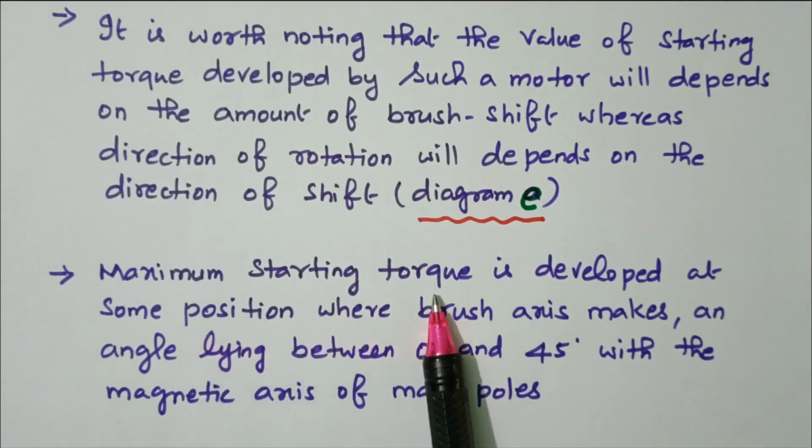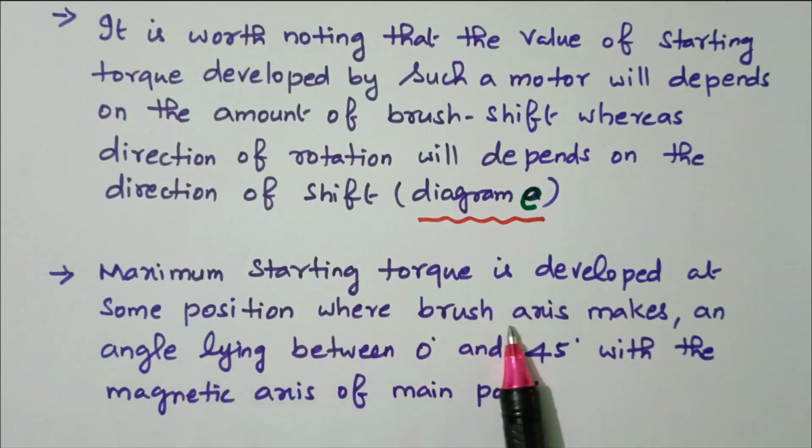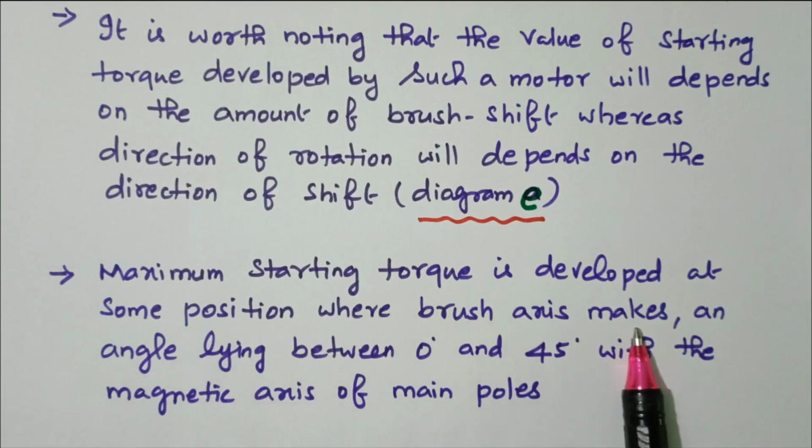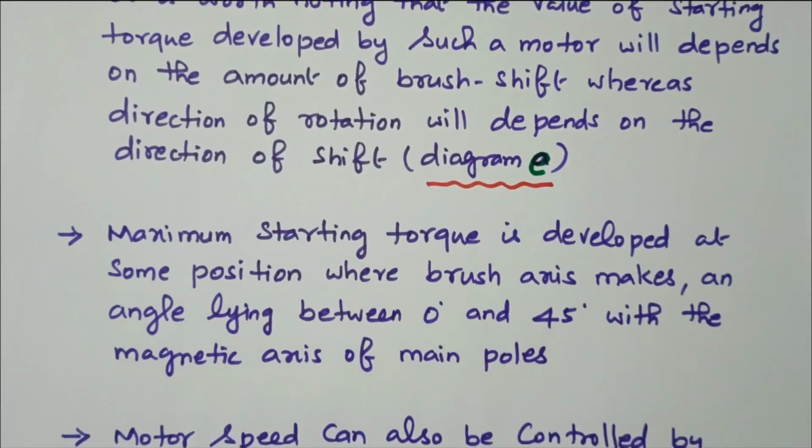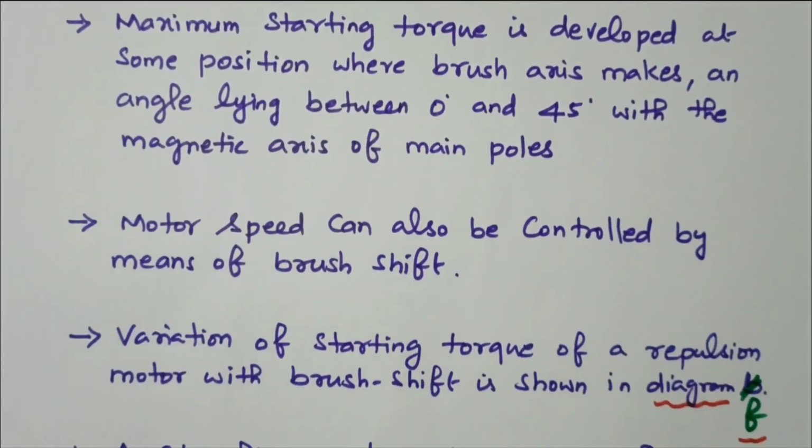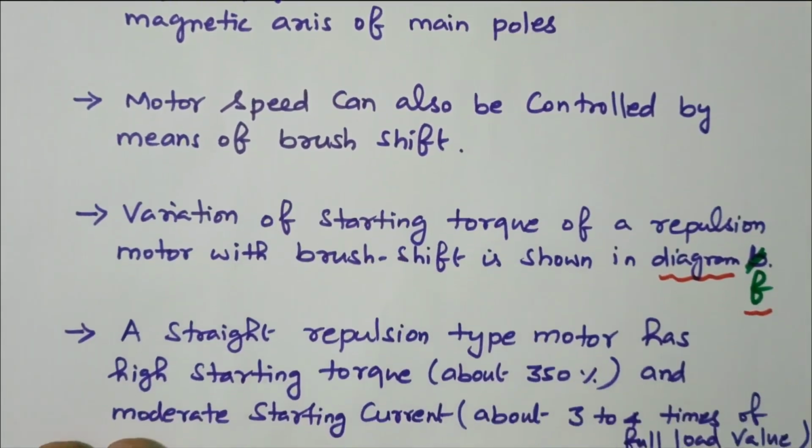Maximum starting torque is developed at the position where the brush axis makes an angle lying within 0 to 45 degrees with the magnetic axis of the main pole. At 0 degrees itself, some torque is available, then it increases and reaches the maximum value, then decreases. So between 0 and 45 degrees we get the maximum torque value that we referred to in the diagram. Now we'll see further detail.